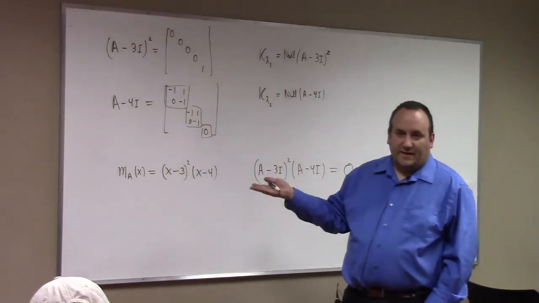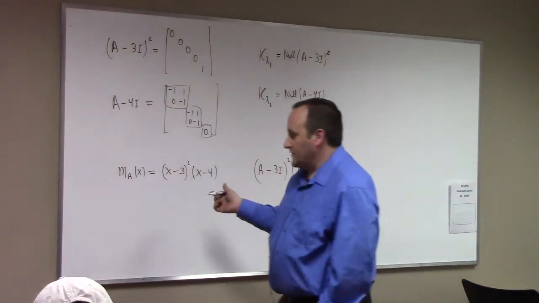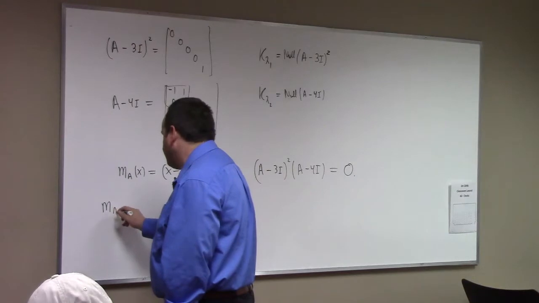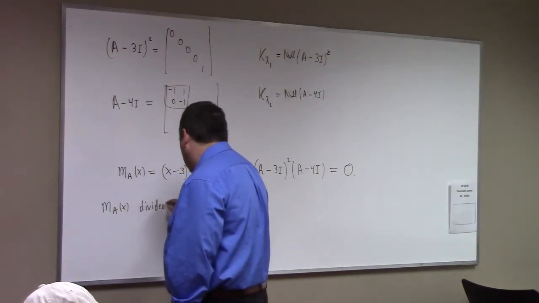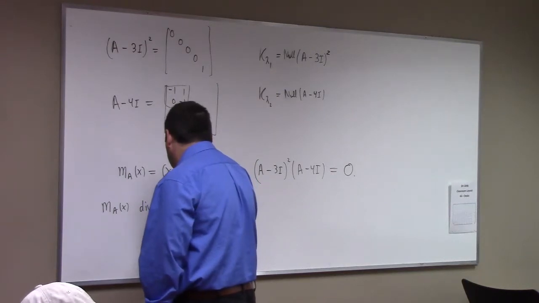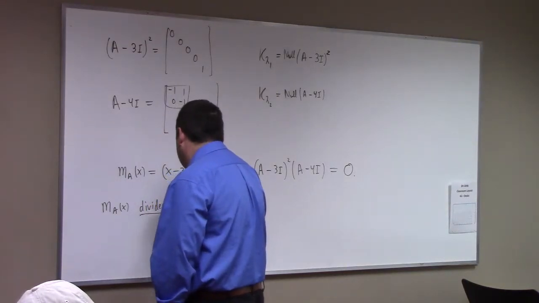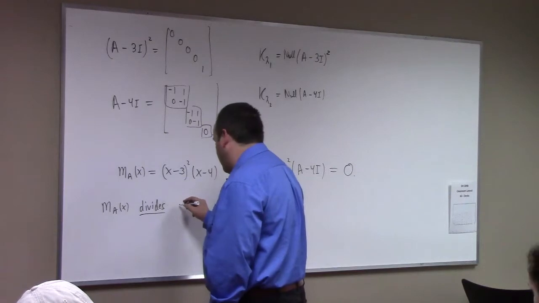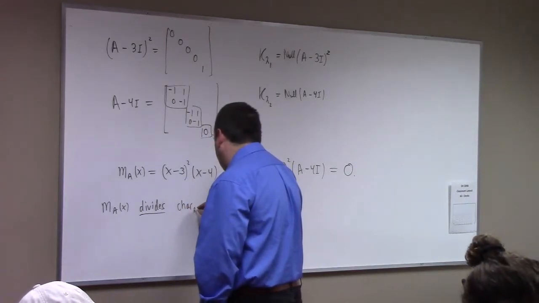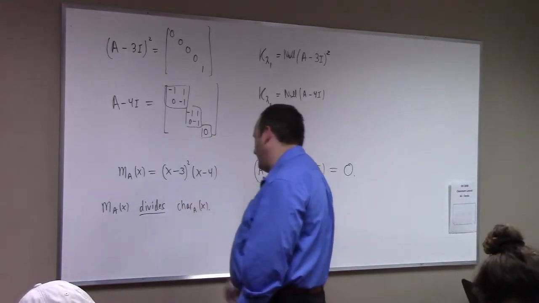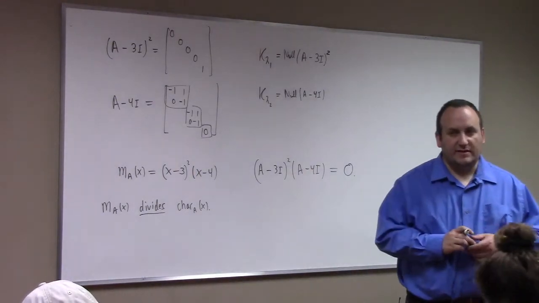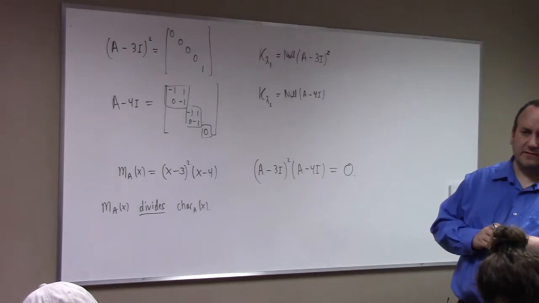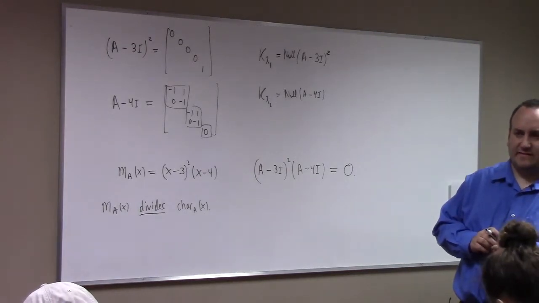What are the rules for finding minimal polynomials? There are some really, really nice rules. The minimal polynomial for a divides the characteristic polynomial of a. What's the characteristic polynomial? It's the determinant. How do you know that, right? We take the determinant of a minus lambda I.